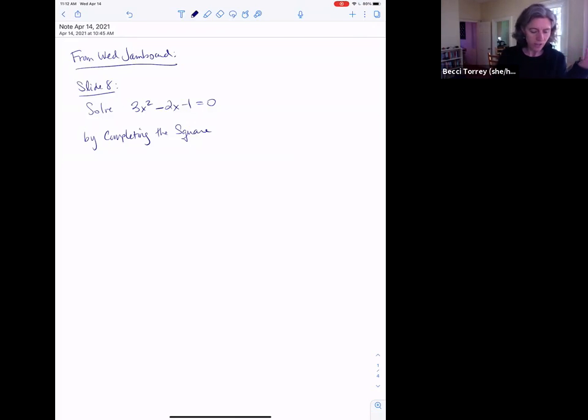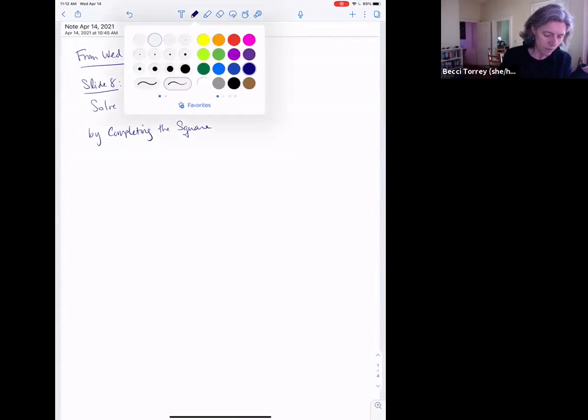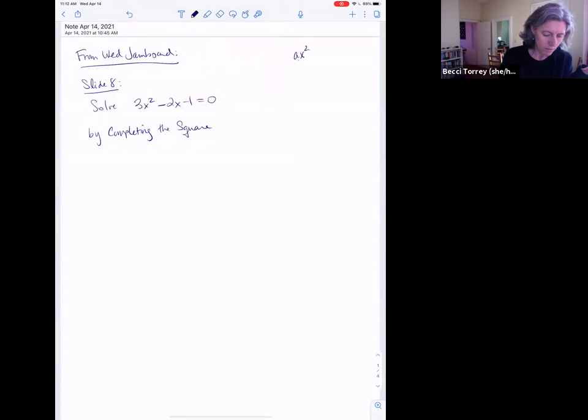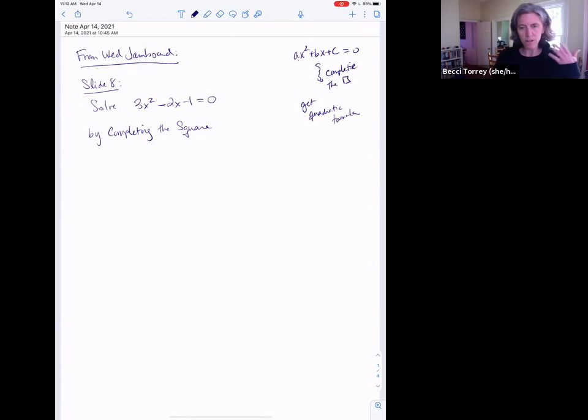If you take a general ax squared plus bx plus c equals 0, and you go through the completing the square process, you'll get the quadratic formula if you do it properly. So these two things are actually the same thing. The quadratic formula has just already rearranged everything on the other side for you to solve for x.